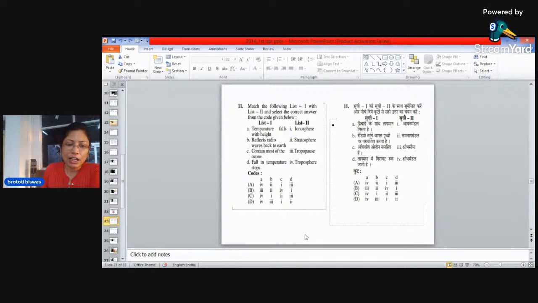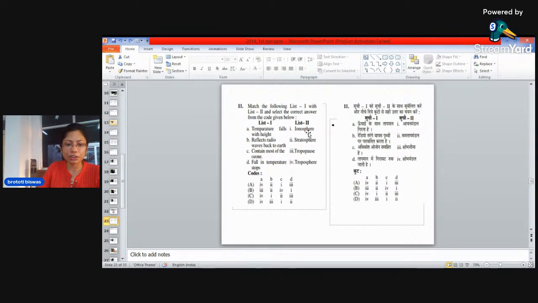Match the following list. List 1 says temperature falls with height, reflects radio waves back to Earth, contains most of the ozone, fall in temperature stops. So, where do we find these things? Temperature falls with height. Where does temperature fall with height? These are the various levels of the atmosphere. We find that in the troposphere. The radio waves are reflected back to the earth, and ions are required for reflecting the radio waves back to the earth.